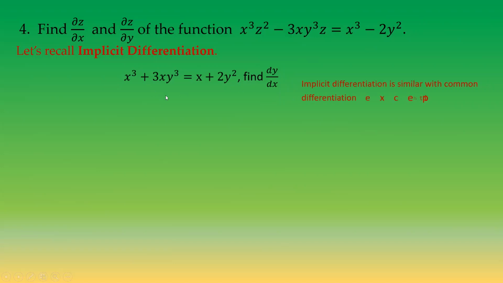So implicit differentiation is similar with the common differentiation. Ang pagkakaiba lang, it follows dy over dx upon differentiating the variable y. So paano nangyayari? Kung meron kang x squared, ang derivative ng x squared ay 2x. Ngayon, pag meron tayong y squared, ang derivative niya ay 2y, kaya lang may kasama siyang dy over dx or y prime. So, yun ang kaibahan. Pero same tayo ng formula na ginagamit. Sige, tuloy natin dito.